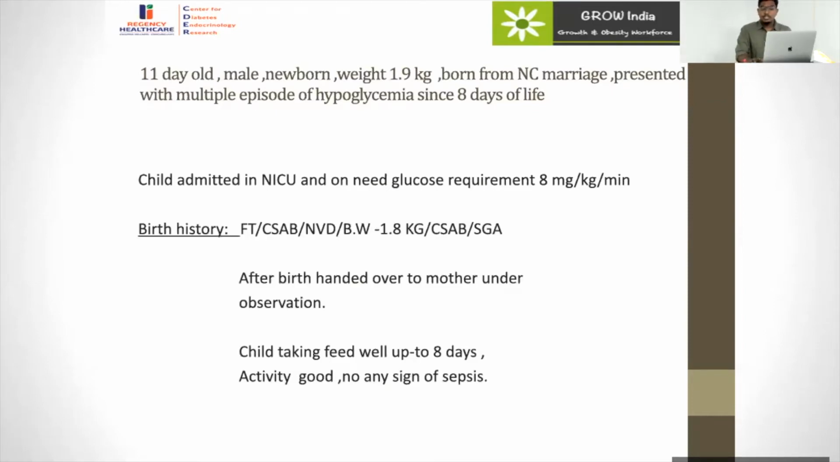Birth history is non-significant. Full term, cried after birth, normal vaginal delivery. Birth weight is 1.8 kg. The child is SGA. After birth, the child was handed over to the mother under observation. The child is taking feed well. General examination is normal. Activity is good. No sign of sepsis.